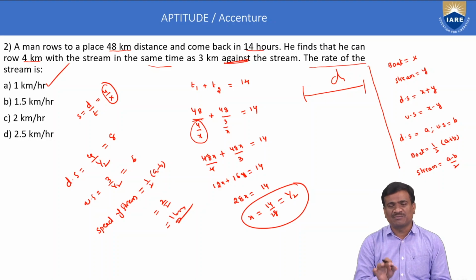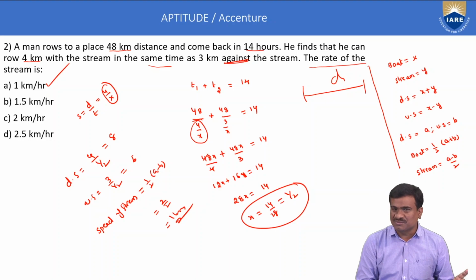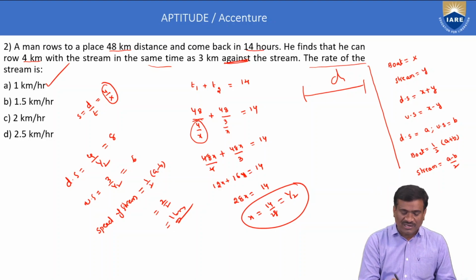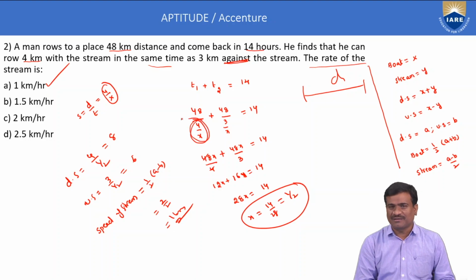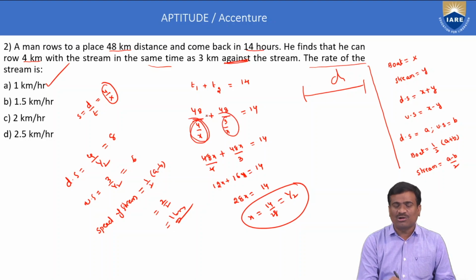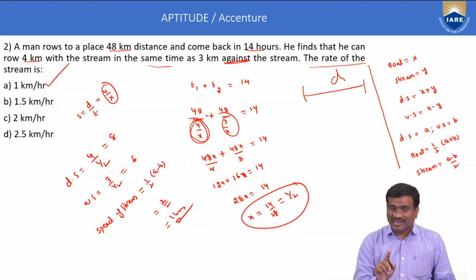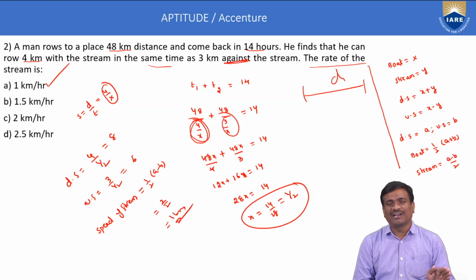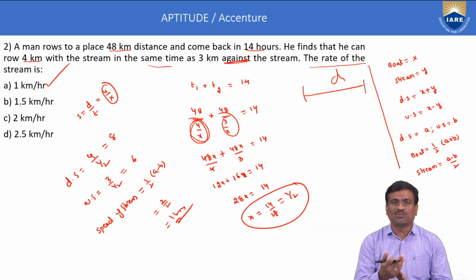Speed of a stream is (a minus b) by 2. A is called downstream speed, b is called upstream speed. Here, 4 by x is downstream speed and 3 by x is upstream speed, where x is equal to 1 by 2. Therefore, speed of a stream is equal to (8 minus 6) by 2, which is 1 kilometer per hour. Option A only correct. This is about boat and stream.